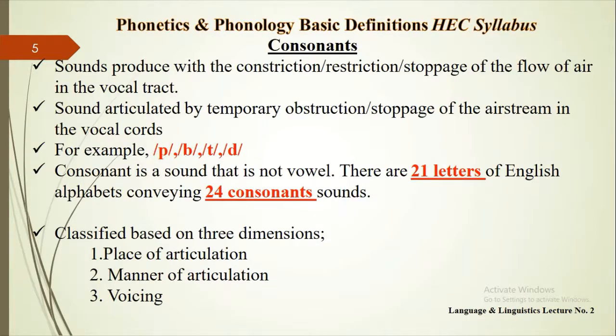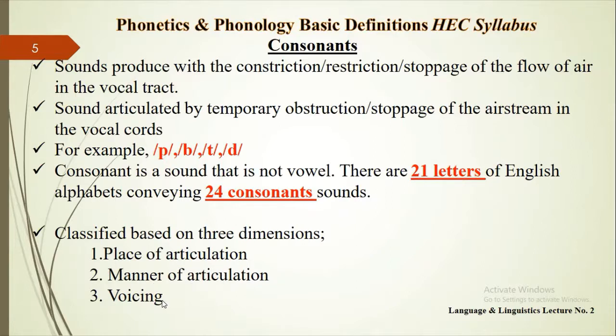Consonant sounds are produced with the constriction or blockage of the flow of air in the vocal tract or vocal organs. These sounds are articulated by temporary obstruction or stoppage of the airstream. Or you can say consonants are the sounds that are not vowels. We have 21 letters of the English alphabet that convey 24 consonant sounds. Consonant sounds are classified by three dimensions. The first is the place of articulation, the second is the manner of articulation, and the third is voicing.